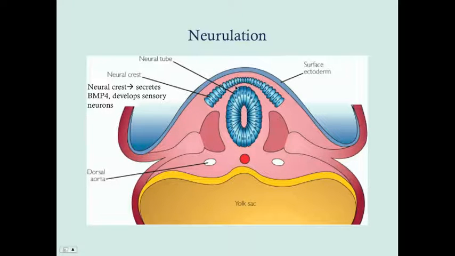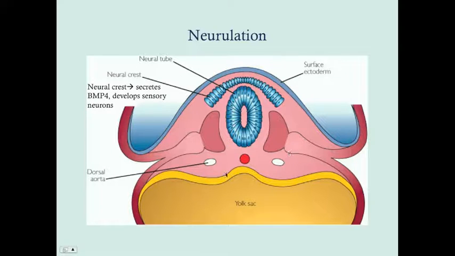It's specifically secreted by the neural crest, and that's going to help the dorsal part of the neural crest develop sensory neurons. And so that's why we have sensory neurons on the posterior part of the spinal cord.